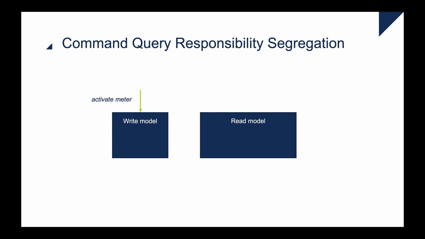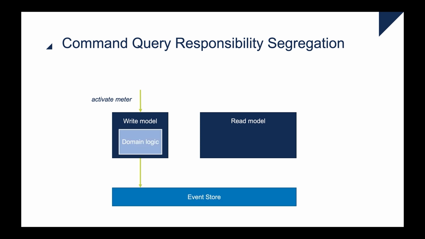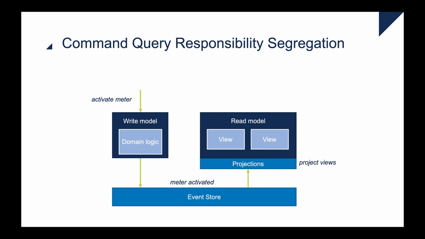So if we look at the scenario we just walked through, let's say an activate meter request comes in, that will go to the write model. There all our domain logic is executed, and that raises an event. That event goes to the event store, like a meter activated. And now we've got a new type of class called projections, which take those events and update the read model. And the read model can be anything you like. It can be a bunch of materialized views in blob storage. It could also be a SQL database with a couple of tables, which are much easier to query than an event store table.